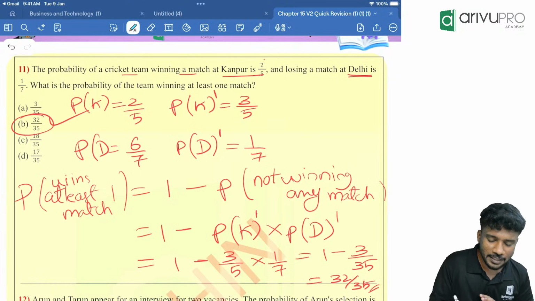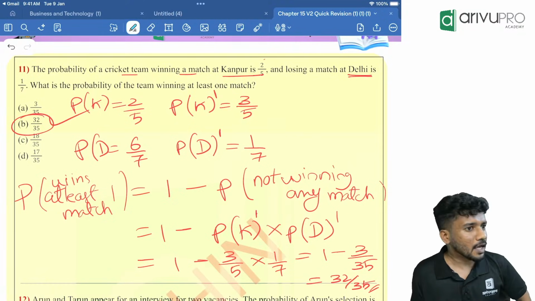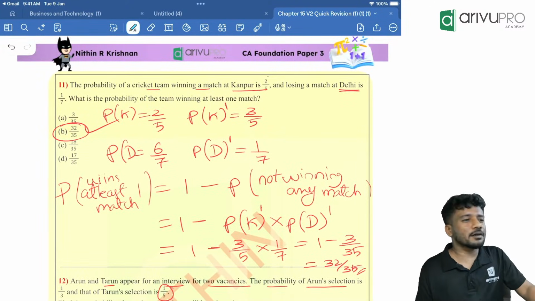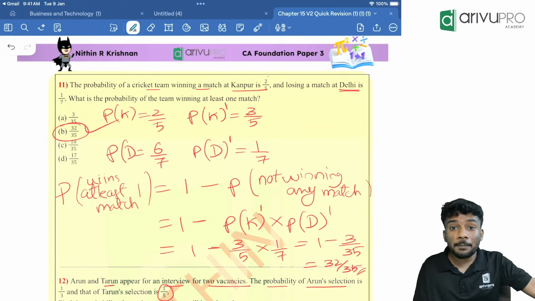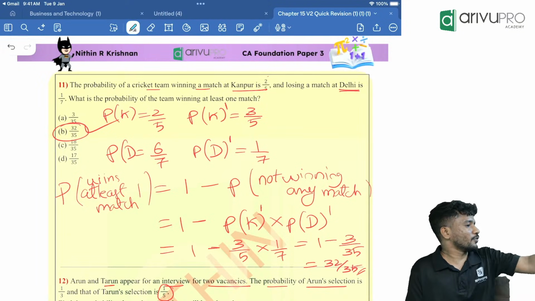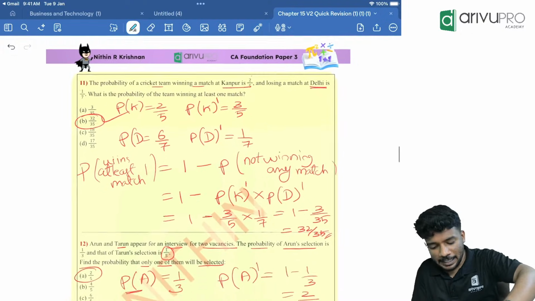Which option is the right answer? Option B is the right answer. Got it? Understood this? Yes. So whenever at least one comes into the picture, we will use what? 1 minus probability of at least 1 is always taken as 1 minus probability of x is equal to 0. We will use that in theoretical distribution also. Okay. Yes. Next one.